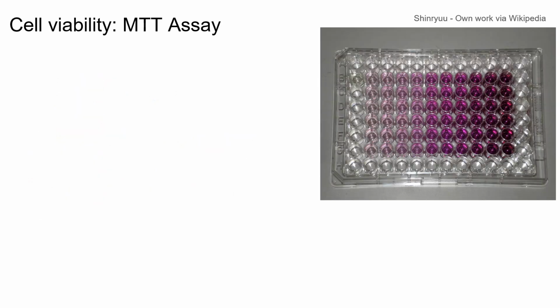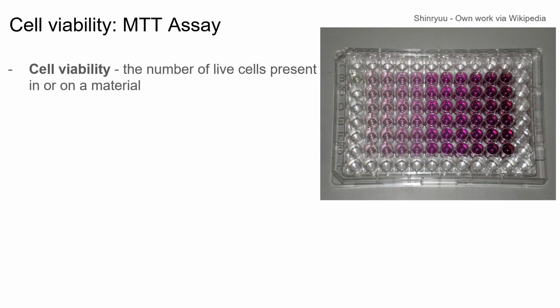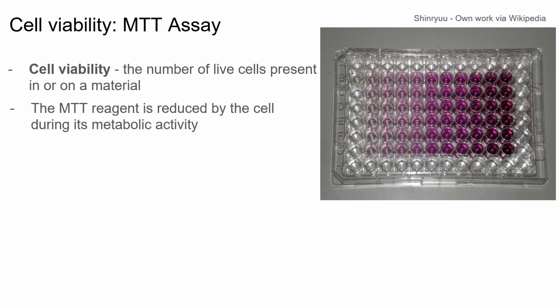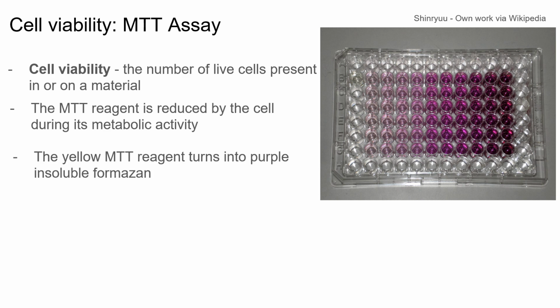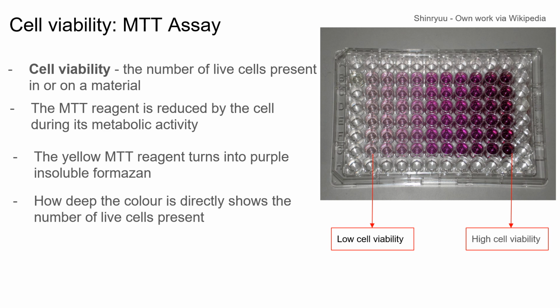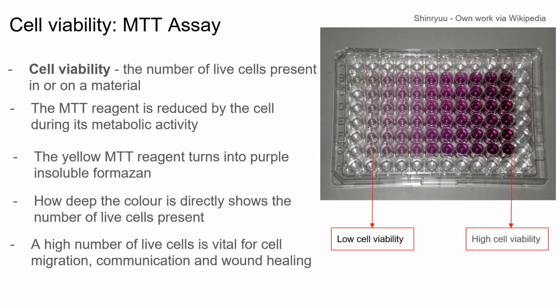MTT assays are performed to measure cell viability. They measure how much of the MTT region has been metabolized by the cells. The yellow region is reduced, producing an insoluble purple solution called formazan. The opaqueness of formazan is directly proportional to the number of live cells. A high number of live cells is vital for wound healing.